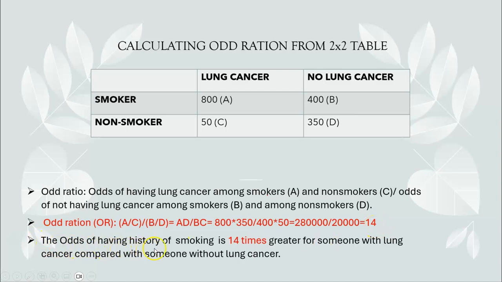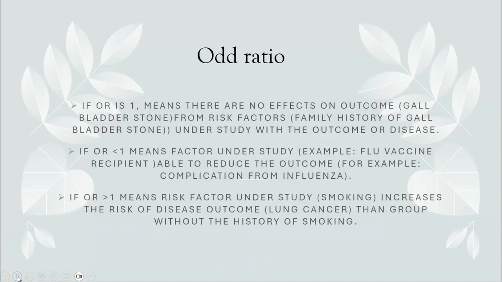The odds of having a history of smoking is 14 times greater for someone with lung cancer compared with someone without lung cancer. So in odds ratio, when the odds ratio is 1, that means there is no causal relationship. There is no effect of the risk factor on the outcome.